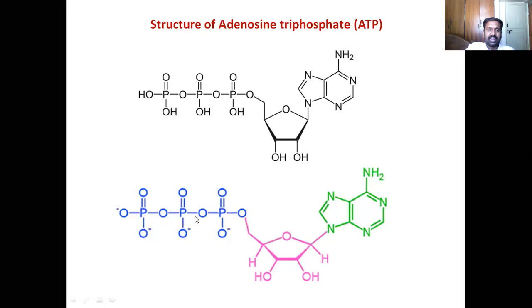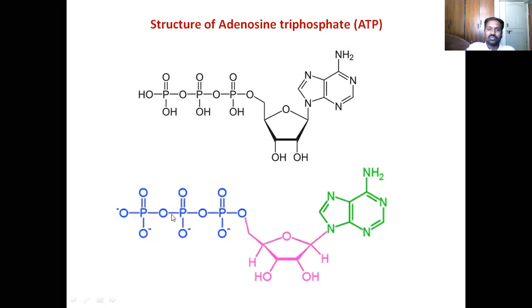2 phosphates are bonded through an ester-like linkage. This is called a phosphate ester. What is a common ester in organic chemistry functional groups? C double bond O, single bond O, COO. But this is P double bond O, single bond O, so POO. So this is called a phosphate ester, not a carboxylic ester like in other organic molecules. This is phosphate ester.